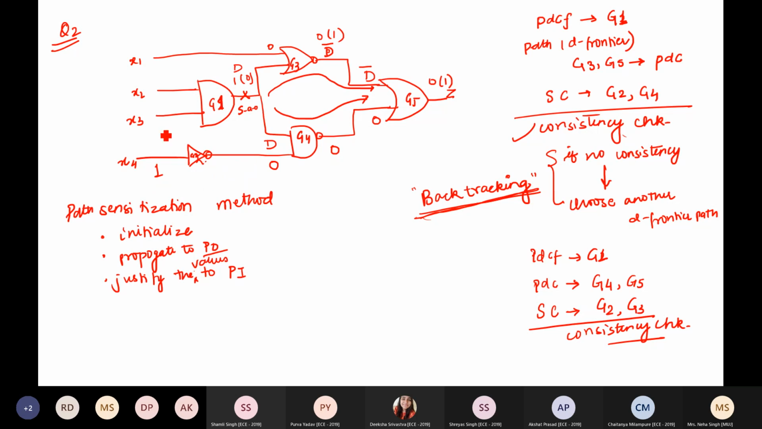Fine. Then comes justification for this. For the output of gate G1 to be non-faulty 1, I need to ensure that the inputs are 1 1. Hence, X2 equal to 1, X3 equal to 1. The input of G3, that is X1, which is input to G3, is already set to 0. Hence, the test pattern required to detect the fault using path sensitization method comes out as 0 1 1 1. Is it clear?